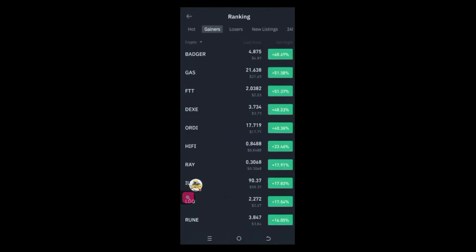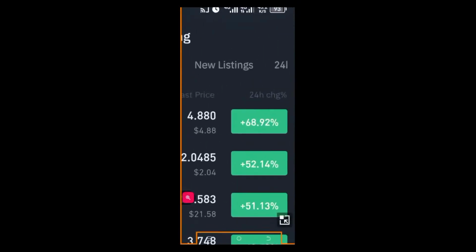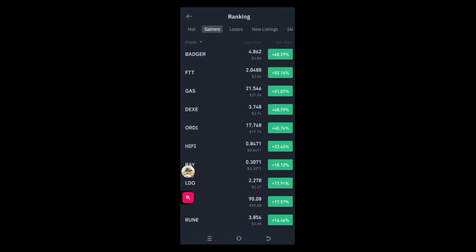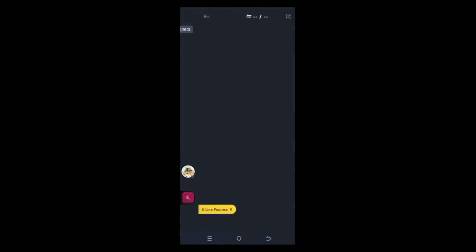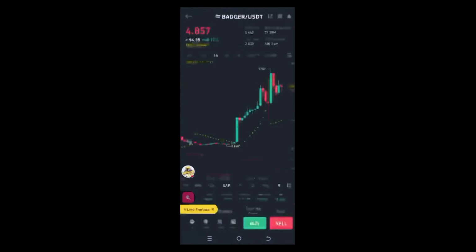Now, because BTC has just gone through a slight dump right now, most of the prices will be falling, but that's not a problem. We'll definitely be able to get one of the trades. Now, look at this. We can see that the topmost one has risen like plus 68% within the last 24 hours, right? That should be Badger, I think. Yeah, Badger is $4.86. Now, look at it. If I click on it, you can see what's going on here.